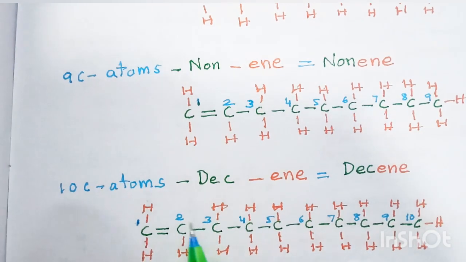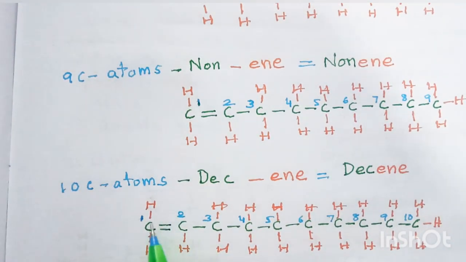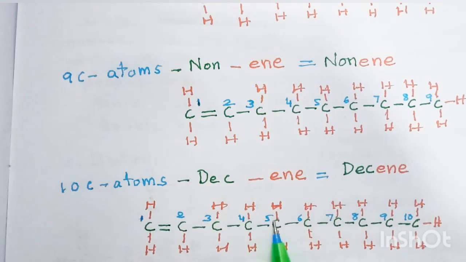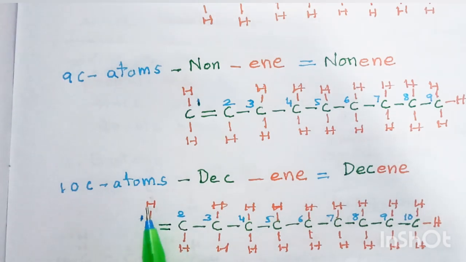We can easily write this structure. First we write C double bond C, then single bond C, single bond C, single bond C, single bond C, single bond C, single bond C, single bond C. Then we see how many bonds there are for each carbon. First carbon has 2 bonds, that is one double bond. So it needs 2 more bonds. So we attach 2 hydrogen atoms to it.